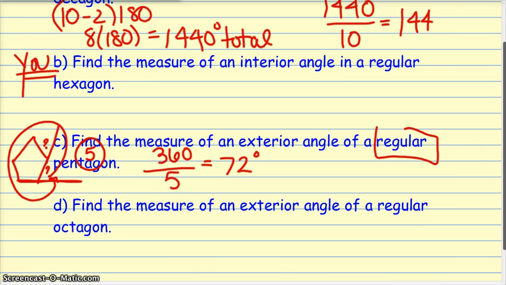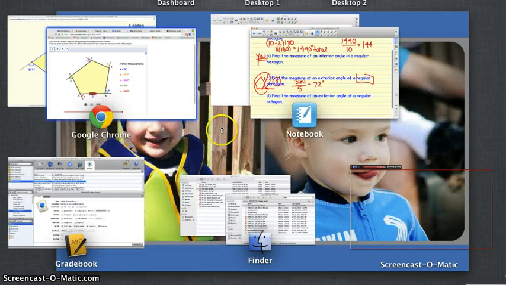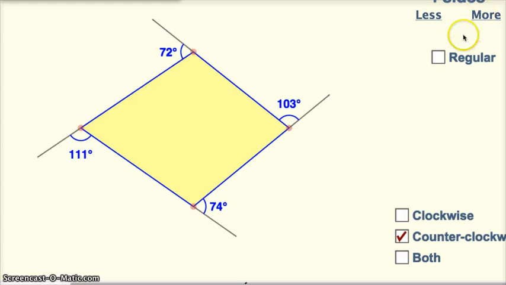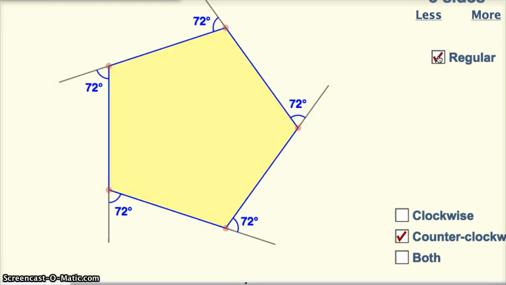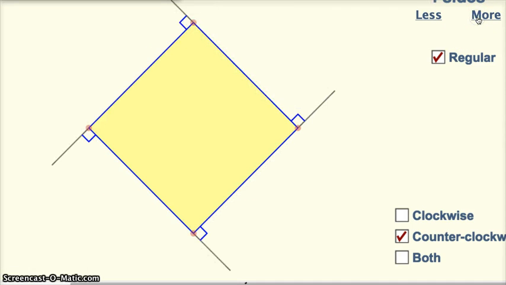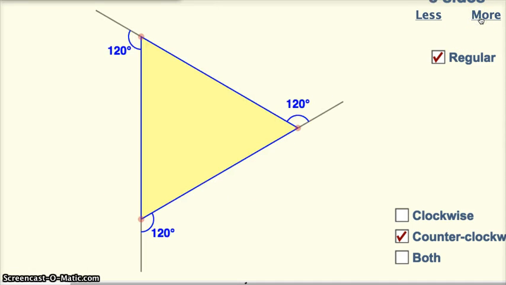And let me show you the animation here real quick. So a 5-sided figure, if it's regular, each of the angles is 72. And this is neat because it allows you to change the sides.